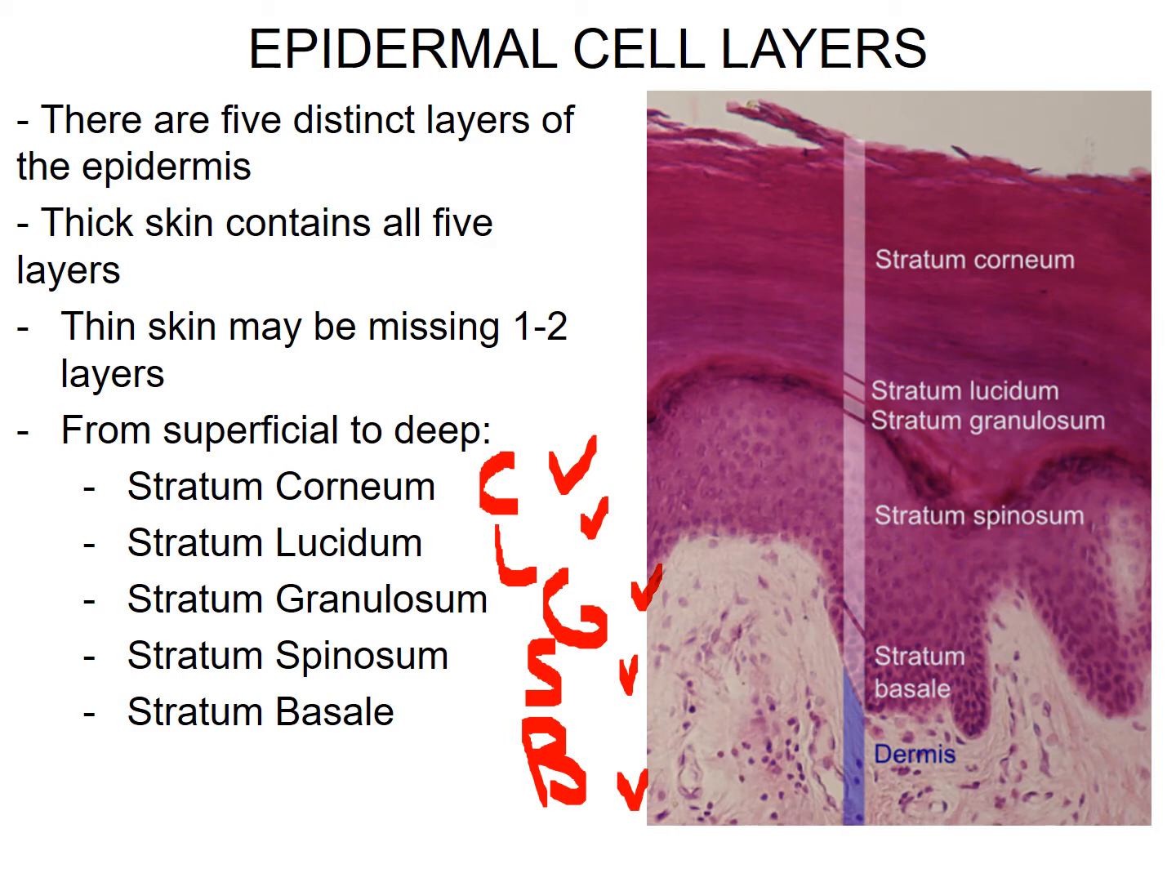Now, once again, in the case of thin skin, though, this stratum lucidum is not present. So in that situation, we would just come get some bacon. So those are the 5 layers, and what we're going to do on the next 5 slides is talk about each specific layer and what's unique about it, why they're important.